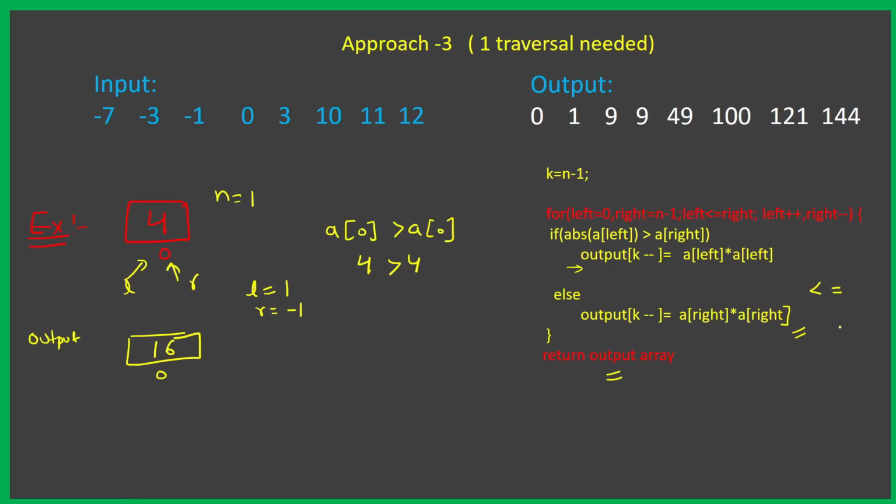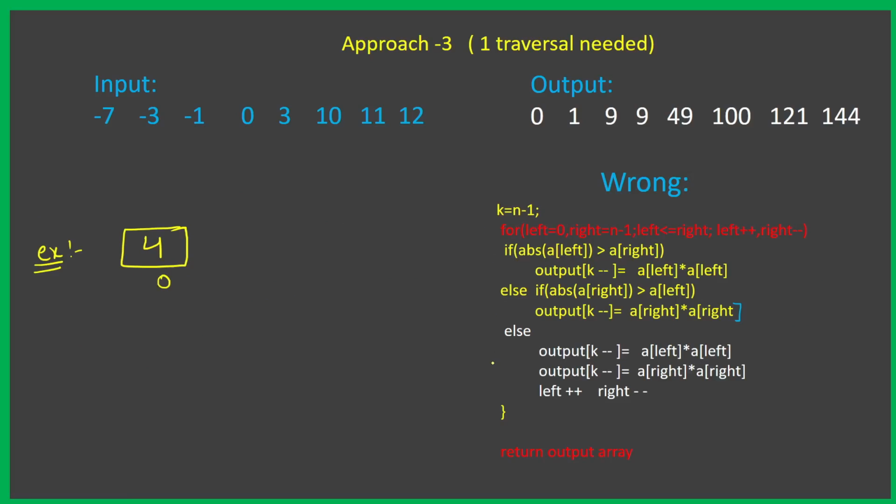Now what will happen if we handle the case of equal to separately? So what does it mean? Here I have rewritten approach number 3, and this approach is similar to approach 2. What I have added is this part: if left is greater than this, then I am finding the square of the left. If left is lesser than this, then I am finding the square of the right element.